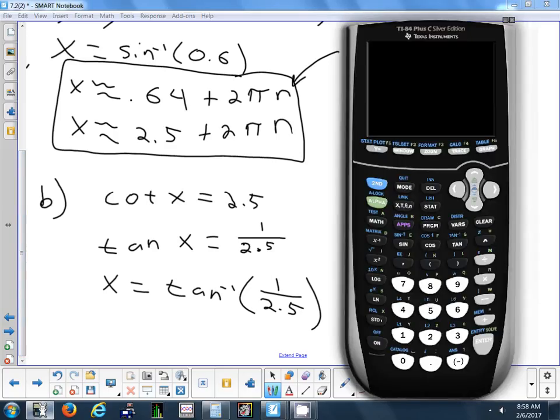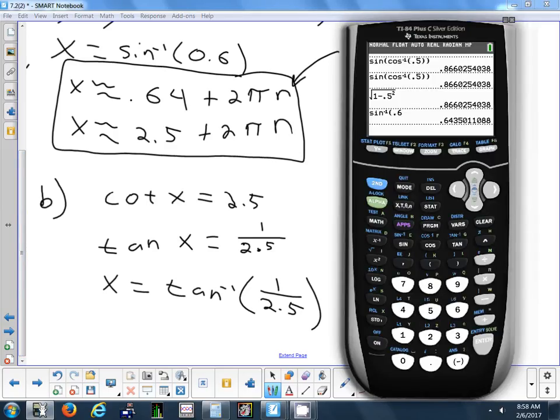All right, so let's see what we get. Remember, we're looking for where tangent is equal to a positive number. That happens in 2 spots. Second, inverse tangent. I've got 0.38. And what quadrant is 0.38 in? That's a first quadrant answer.